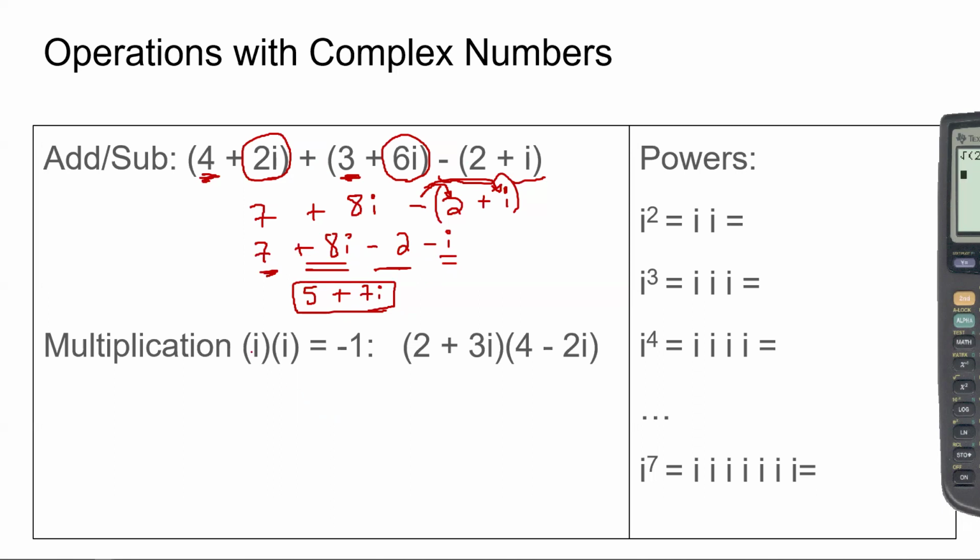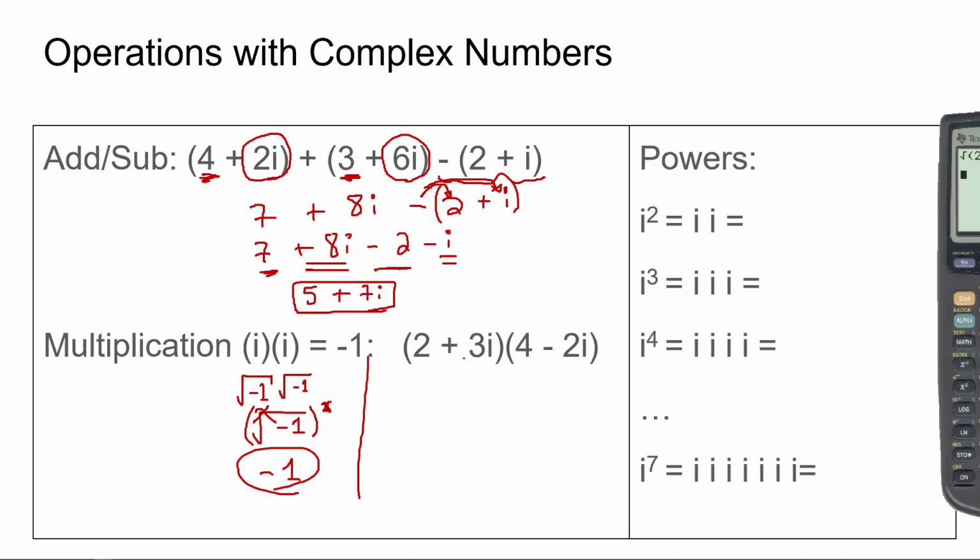All right, here is multiplication. Remember, i was the square root of negative 1. So if I multiply that by itself, the square root of negative 1 times the square root of negative 1 would be the square root of negative 1 squared. And the square root and the square cancel each other, and I just get negative 1. Okay, so we could do that.